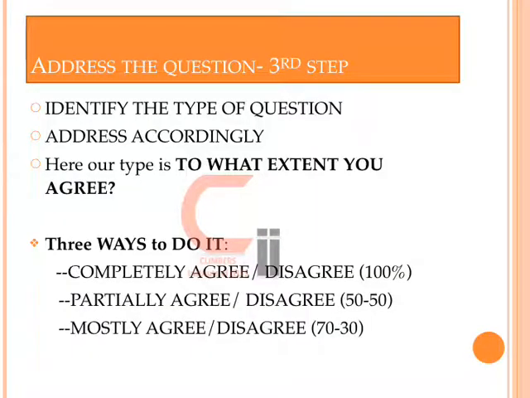Now the third most important step, to wind up the introduction, is the last step, that is to identify the type of question asked, and you have to address it and answer it accordingly. So identify the type, and here our type is to what extent you agree. Now this question can be attempted in 3 ways, because it is asking to what extent you agree. So you can completely agree or disagree, you can partially agree or disagree, or you can mostly agree or disagree.